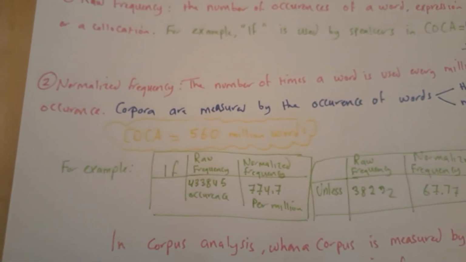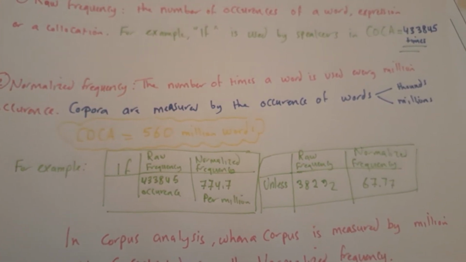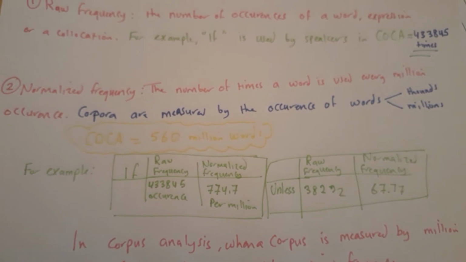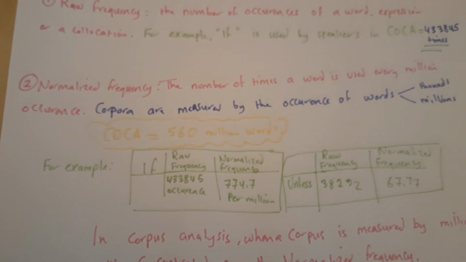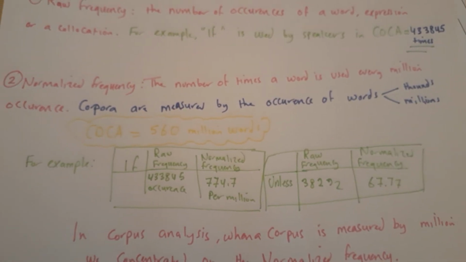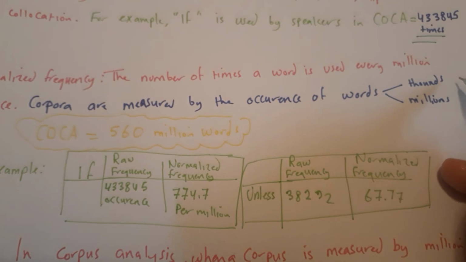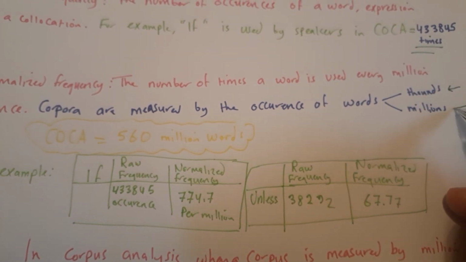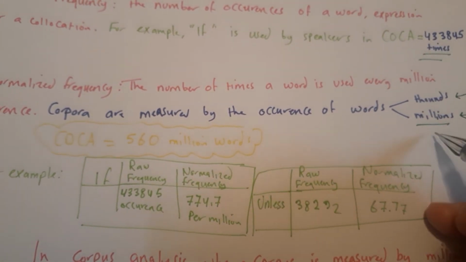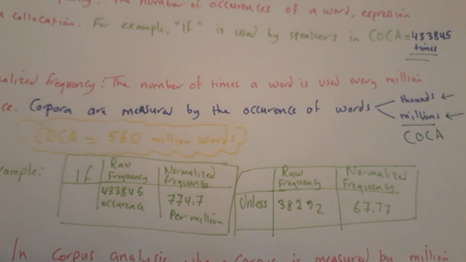The second type is normalized frequency. This refers to the number of times a word is used in every million words. I will explain this in this example. Corpora are measured by the occurrence of words. It could be measured by thousands. It could be measured by millions. In COCA, it is measured by million words.